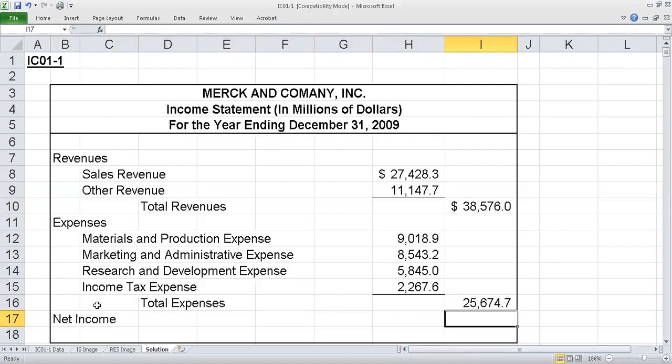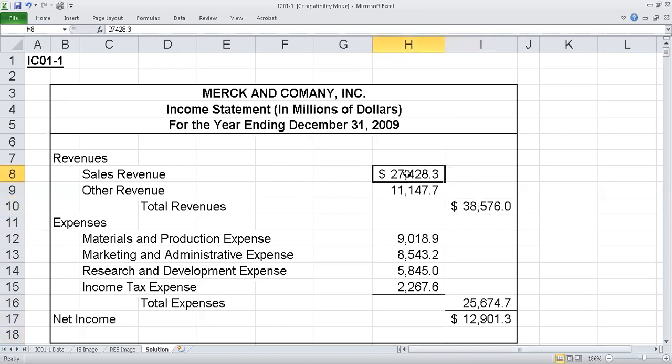And we do the math. We take the 38,576.0, we subtract the 25,674.7, and we get 12,901.3 in millions. Now we put a dollar sign next to the number that's at the top of each column.